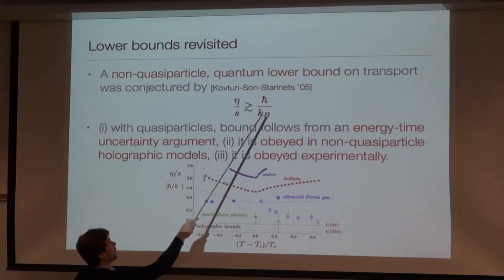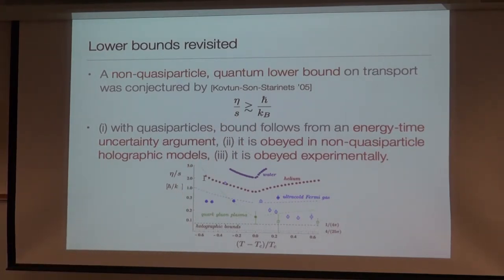This bound was supposed to be true with or without quasi-particles. It's supposed to just be true. There were three arguments that they had, Kovtun, Son, and Starinets. One was that when you do have quasi-particles, you can derive this in a similar way to the Mott-Ioffe-Regel bound, but instead of using a time-space uncertainty, you have to use an energy-time uncertainty relation. I won't say more about that. Secondly, they did one non-quasi-particle calculation using so-called holographic models. That was at infinite coupling, definitely a non-quasi-particle regime, and they found that it obeyed this bound. So they had one new theoretical data point.